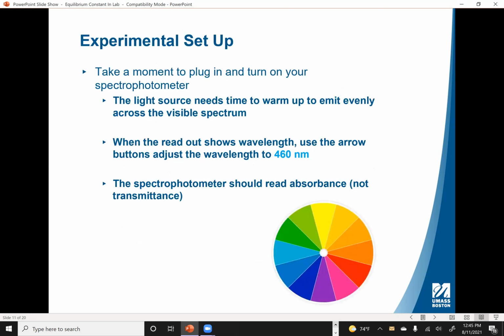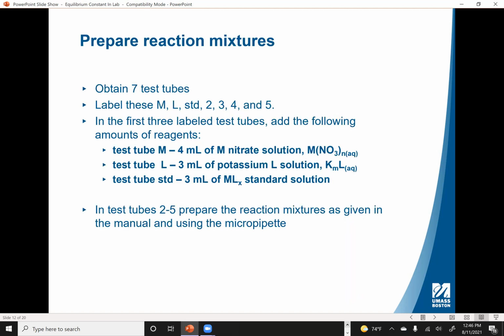Okay, so how are we doing this experimentally? We are going to use Beer's law. The metal complex is going to be a reddish orange color, which means that it absorbs bluish green light, and the wavelength of bluish green light is 460 nanometers. So we are setting up our spectrophotometer at 460 nanometers. Again, we want to read absorbance and not transmittance. We went over that in Beer's law, so if you need a refresher, go back to those slides. The ML complex is going to turn a reddish color.